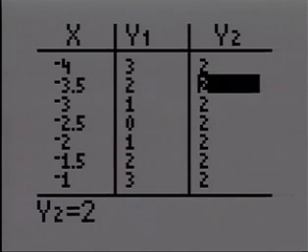So notice that the row corresponding to x equal negative 3.5, we have 2's in both under y1 and y2. And if we scroll down to negative 1.5, we also have 2's under y1 and y2. So again, that's another way to determine the solution numerically. We can also find the solution in this case symbolically. And we do this as follows.